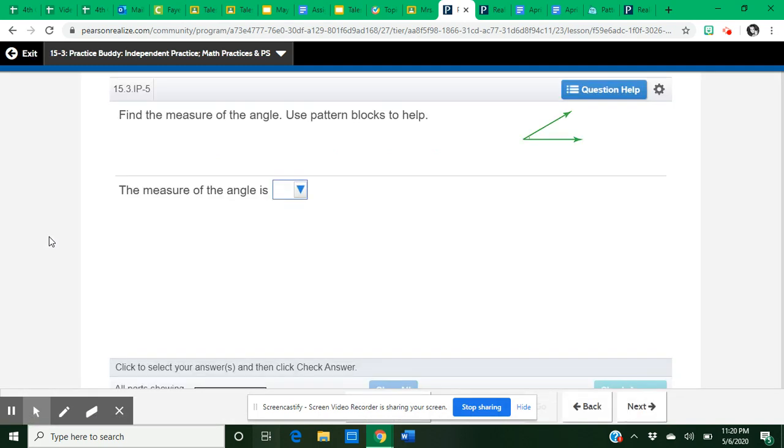So when we look at these, it says find the measure of the angle. Use pattern blocks to help. Well, you don't have pattern blocks. If we were at school, we would have those fun little blocks that are in all those different colors to help us. But we're not at school. We're at home. So that's what makes this a little bit more difficult. But we do have virtual ones, and that is what I'm going to show you.